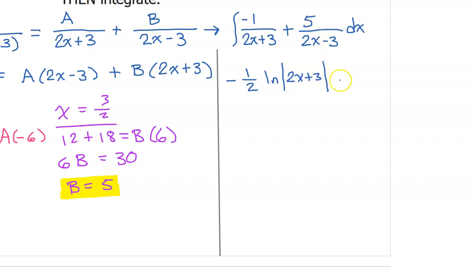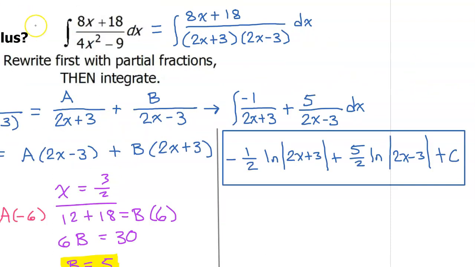Similarly, the 5 in the numerator is going to come out in the front. And using our mental u substitution, u prime again is 2. So we need to divide by 2. So in fact, instead of just putting 5, let's write 5 halves. So we have 5 halves times the natural log of the absolute value of 2x minus 3, and don't forget your plus C.